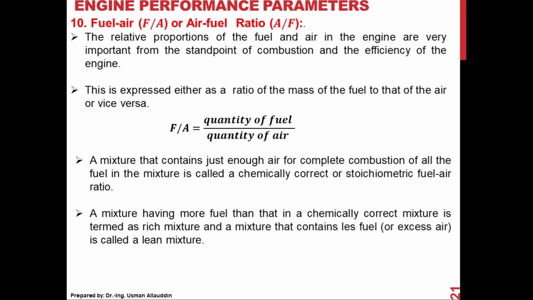If you have more fuel and less air than the chemically correct mixture, then this is the rich mixture, that is the fuel rich mixture. Fuel is rich, oxygen is less. And if the mixture contains less fuel or oxygen is more, then this is called lean mixture. Rich mixture means fuel is in excess, there is less oxygen. So when you use the rich mixture, there will be incomplete combustion, because if there is less oxygen, then all the fuel will not be burned, and this unburned fuel will go to the atmosphere through the exhaust gases, and then it will pollute the surroundings.